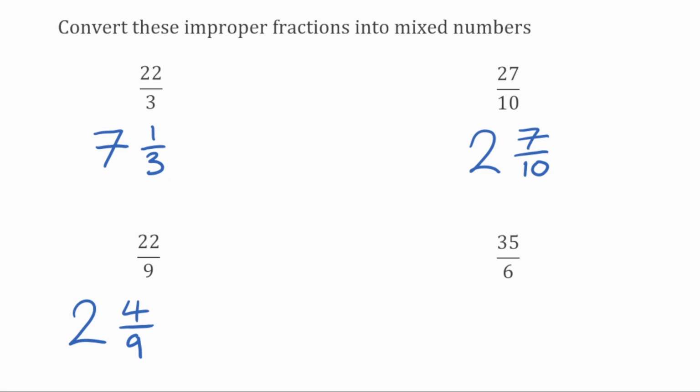And for this last question here, we've got 35 over 6. Well, that fits in 5 whole times because 5 times 6 is 30, and that's going to leave us with a remainder of 5. So here our proper fraction would be 5 over 6. So that fraction is equivalent to 5 and 5/6.